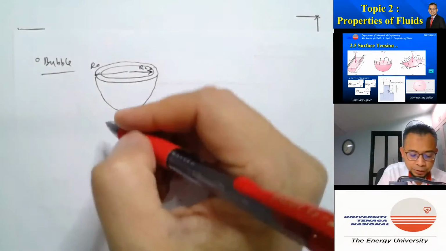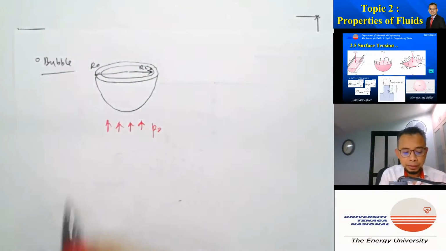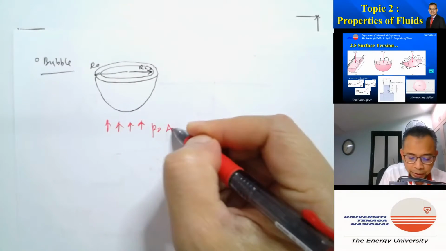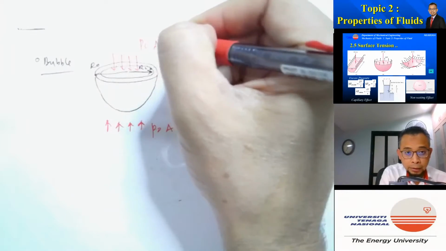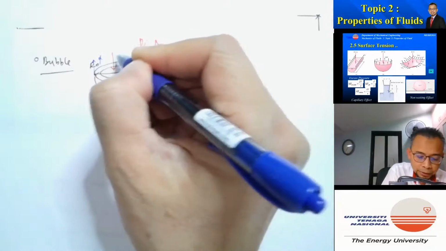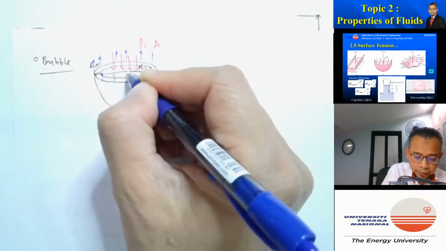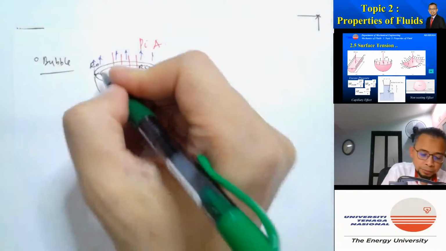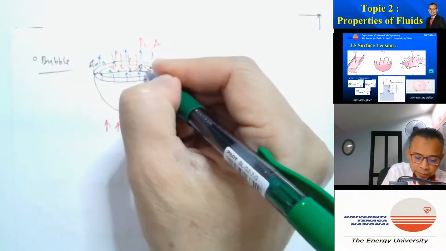If you consider the forces again, outside here is P out. If I consider vertically, there is P out A, and then this is P in A, and then the surface tension force will be on the outside part and also on the inside surface which has been cut.